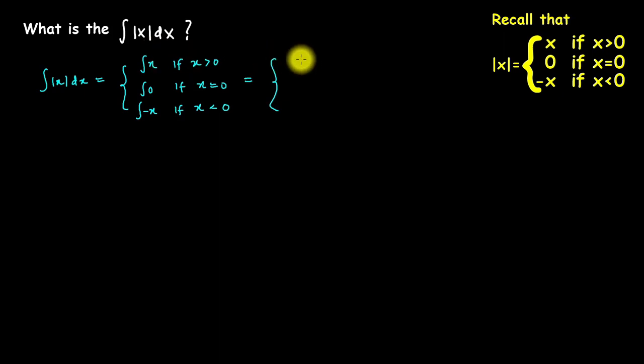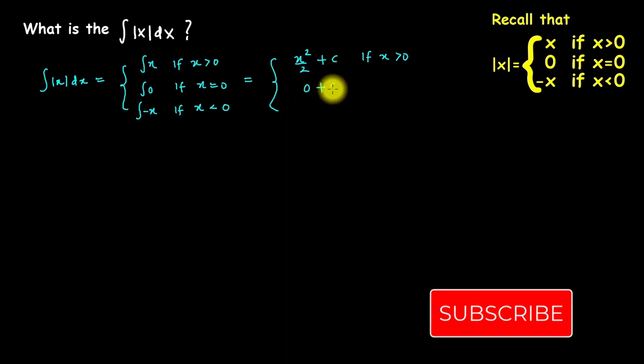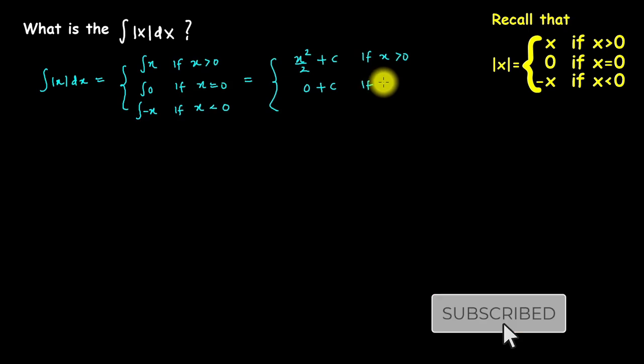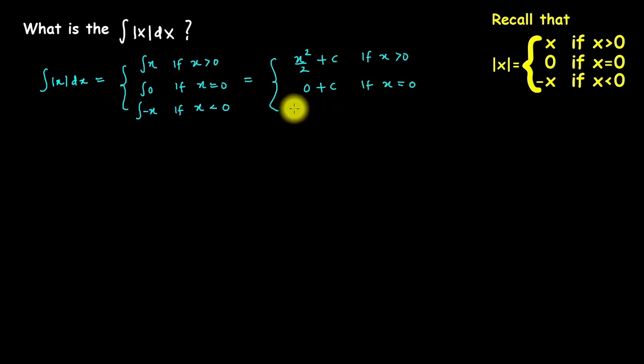So if I integrate x, what am I going to have? I'm just going to have x squared over 2 plus my arbitrary constant c if x is greater than 0, and this is going to be 0 plus a constant if x is 0, and this is going to be negative x squared over 2 plus c if x is less than 0. Okay, so I don't want to leave my answer like this. I just want to see how I can write my answer in just one line.